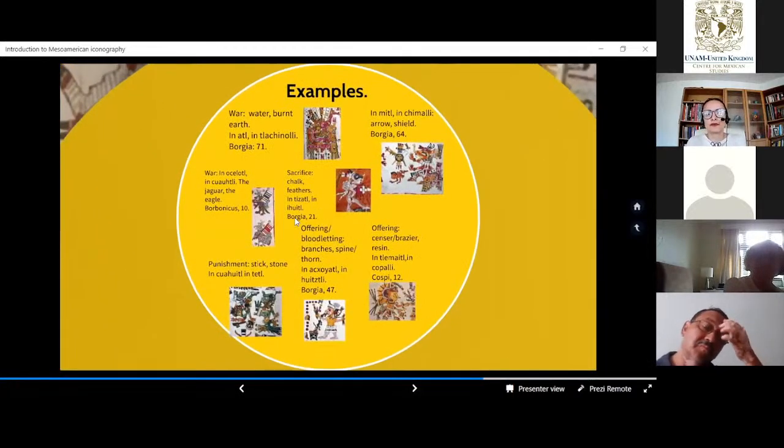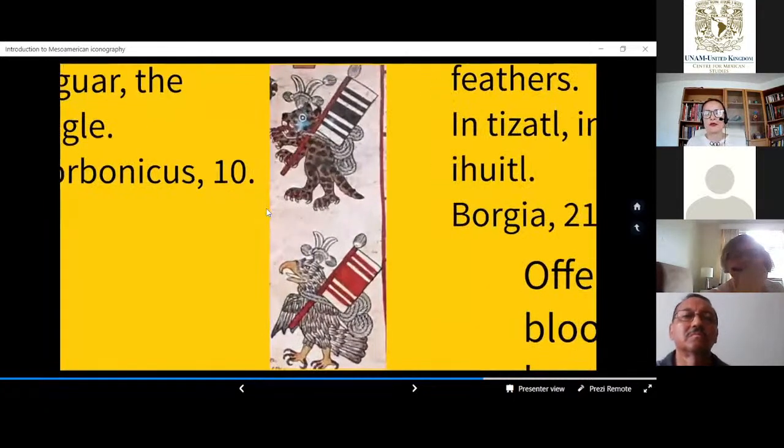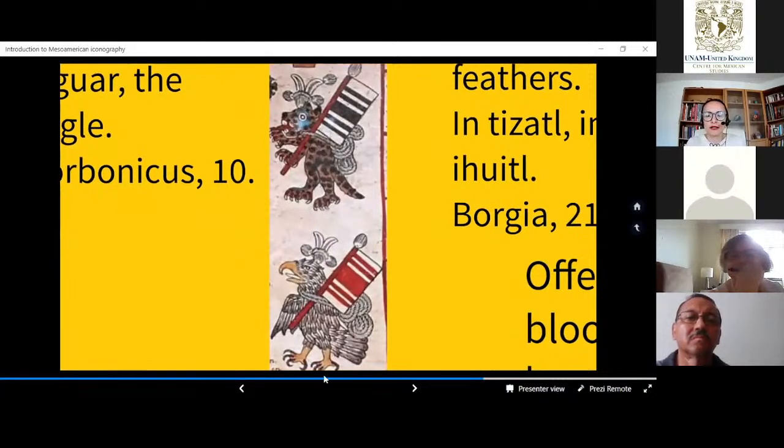And also we have to be careful because they are visual metaphors that we cannot read just like that; we have to be careful and understand a little bit more. For instance, here we have, as you can see, a jaguar and an eagle. We know it's not just the animals that this image is trying to express, it is the military orders.